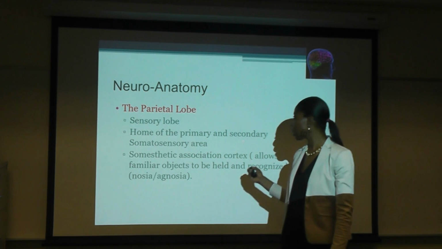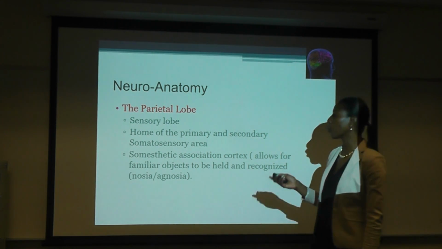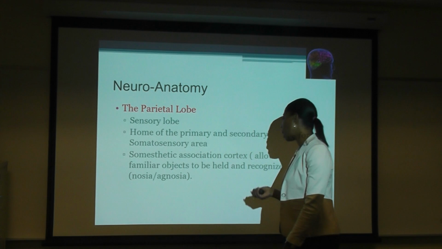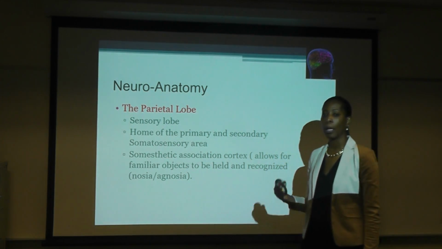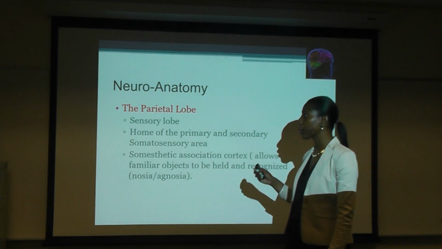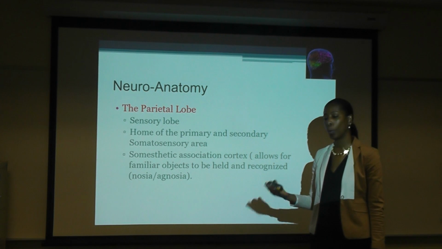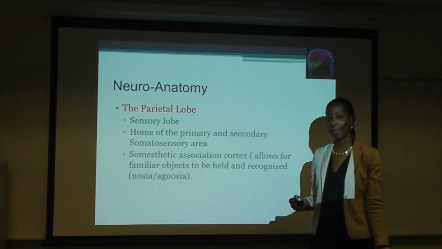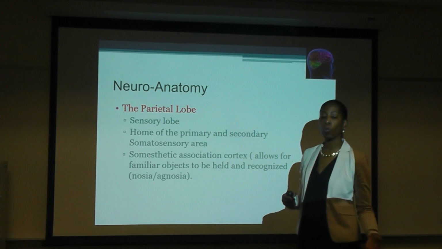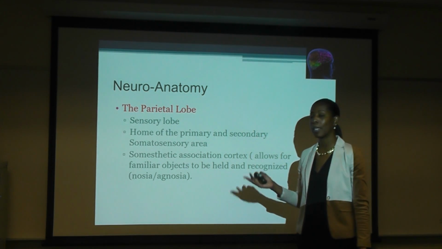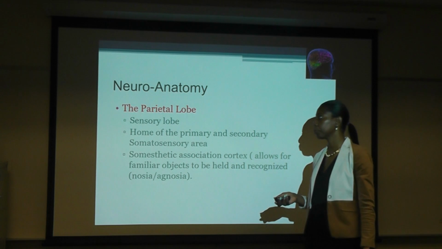It's home for the primary somatosensory area. That's the area I showed you in the front of the parietal lobe. It allows for recognizing familiar objects. When you hold an object in your hand and you can recognize it; agnosia is the inability to do that. That is all housed in the parietal lobe. Someone who comes in with a right parietal lobe injury usually has left-sided neglect. They don't recognize the left side of the body. If someone comes in with a stroke and doesn't recognize the left side of their body, most likely it's a right parietal injury.